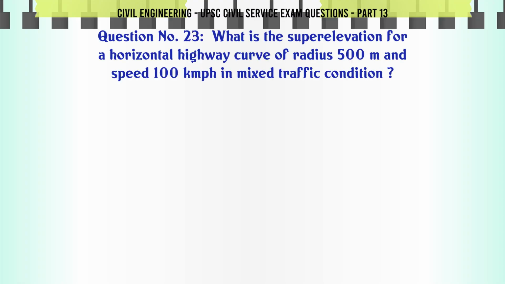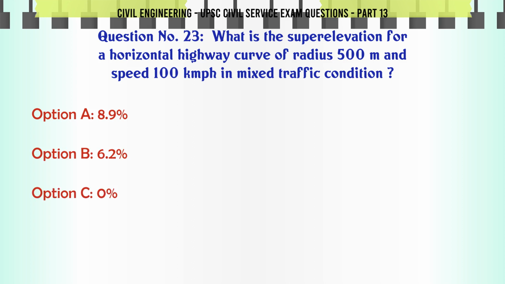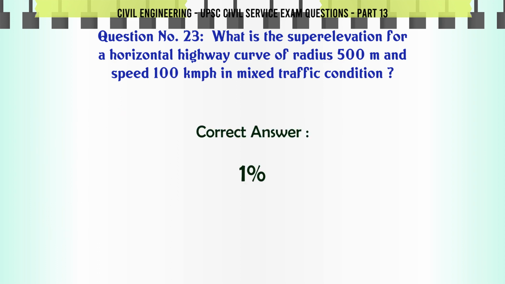What is the superelevation for a horizontal highway curve of radius 500 m and speed 100 km/h in mixed traffic condition? A. 8.9, B. 6.2, C. 0, D. 1. The correct answer is 1.